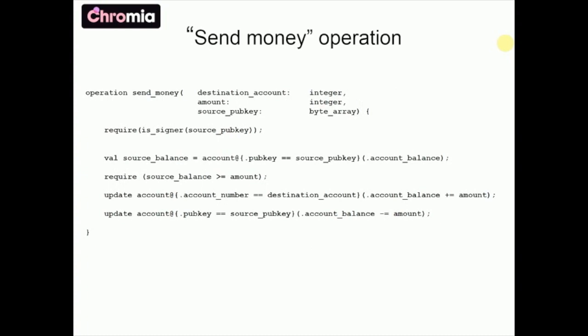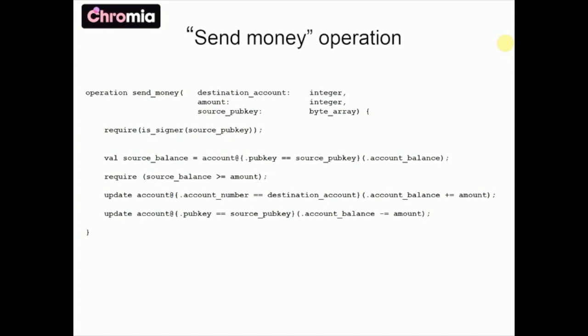And a little more advanced would be to send money. For that operation, we need to know what account number the money is going to, the amount of money we are going to send, and also the public key of the user trying to send it. And the first thing we do in this operation is to check that the operation is signed by whomever has the right to send the money. That's very important, preventing theft.